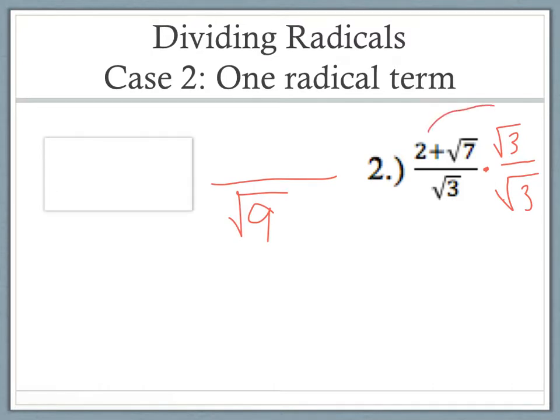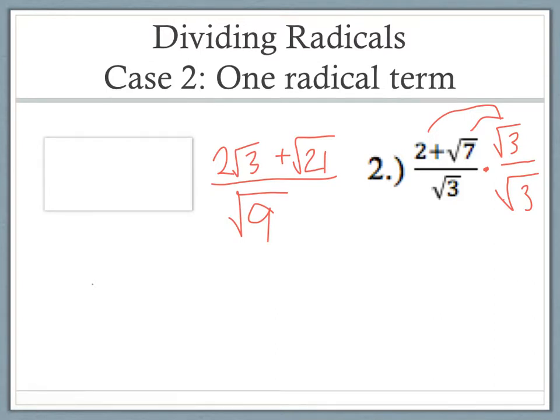Now I'm going to multiply 2 times the square root of 3, which is 2 square root 3. And then we have the square root of 7 times the square root of 3, which is going to be plus the square root of 21. So we just distributed that top out. Okay. So now I'm going to clean this up.